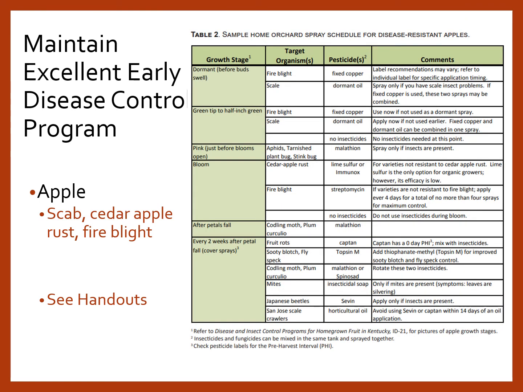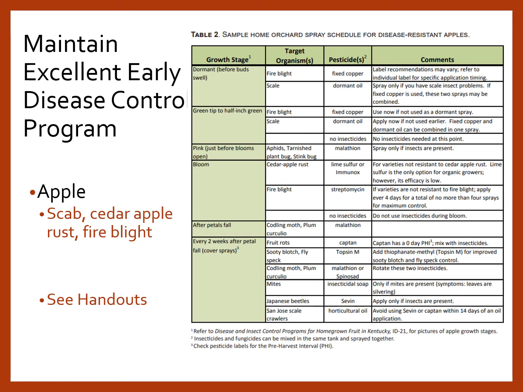So here's another home orchard spray schedule for disease-resistant apples. If you go back, the first one was for conventional, just regular apple varieties, not necessarily resistant apple varieties. This is the one, if you plant resistant apple varieties, this is the actual schedule that you're going to follow.